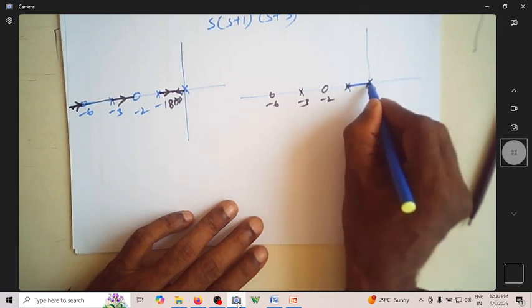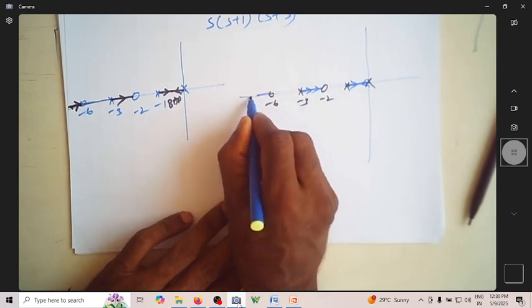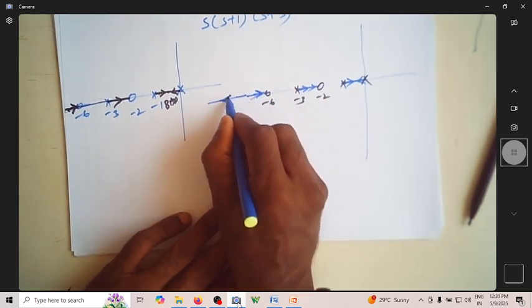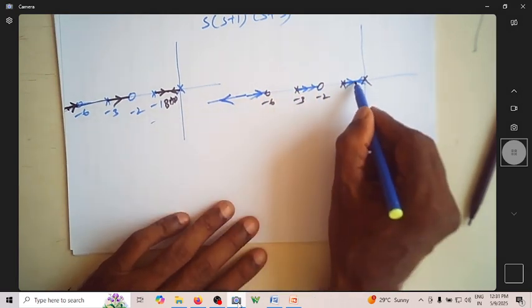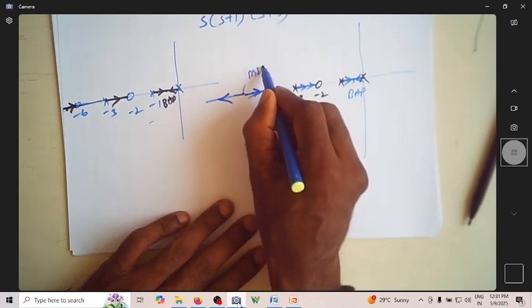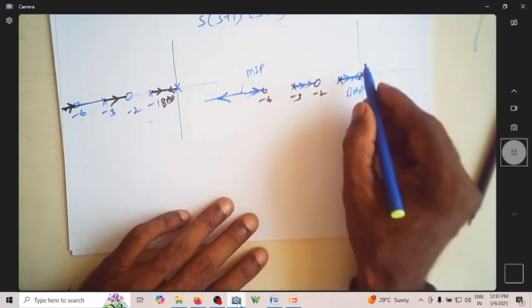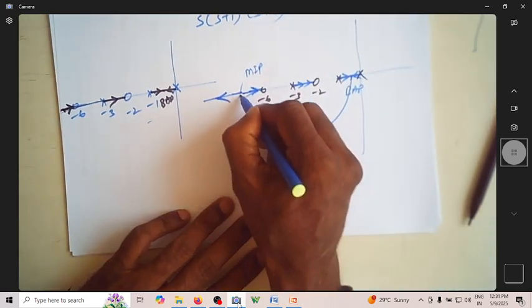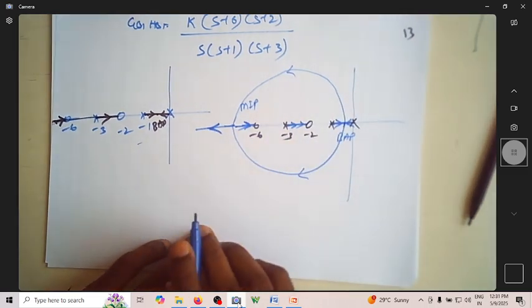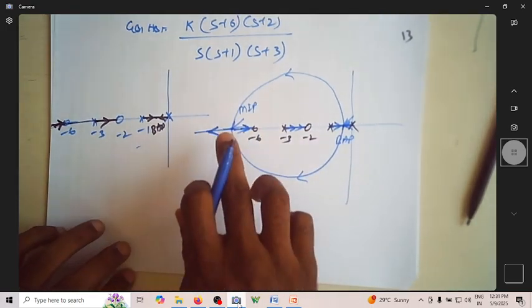They will actually go like this, and it will terminate here, and one will terminate here, and one will go here. So as we know that there is an asymptote lying at 180 degrees, these two will break here, there is a breakaway point, and there is one more meeting point. So this will break here and this will join here. So it actually comes like this. This is the root locus. So basically we are supposed to find this breakaway point and this meeting point.